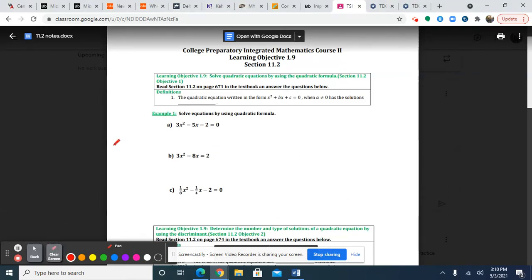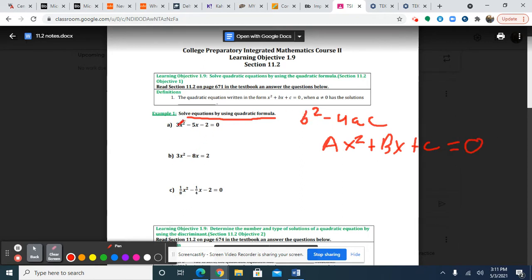Okay, so the first part of these notes, we're going to go ahead and find the discriminant. Before we can solve with the quadratic formula, we're going to find the discriminant. Now remember that the discriminant is b squared minus 4ac. In a quadratic equation, we have ax squared plus bx plus c. And another important part is that it always has to equal 0.